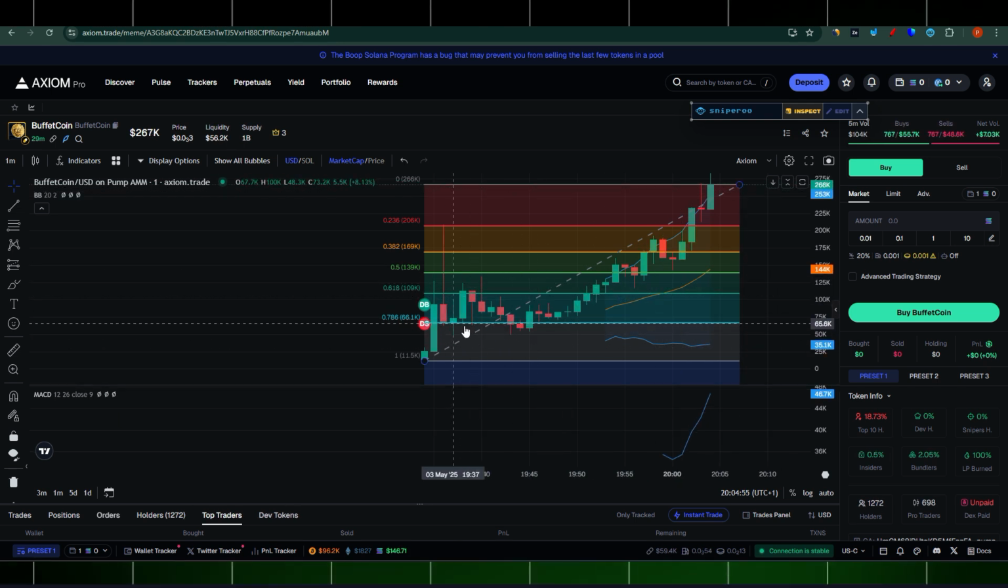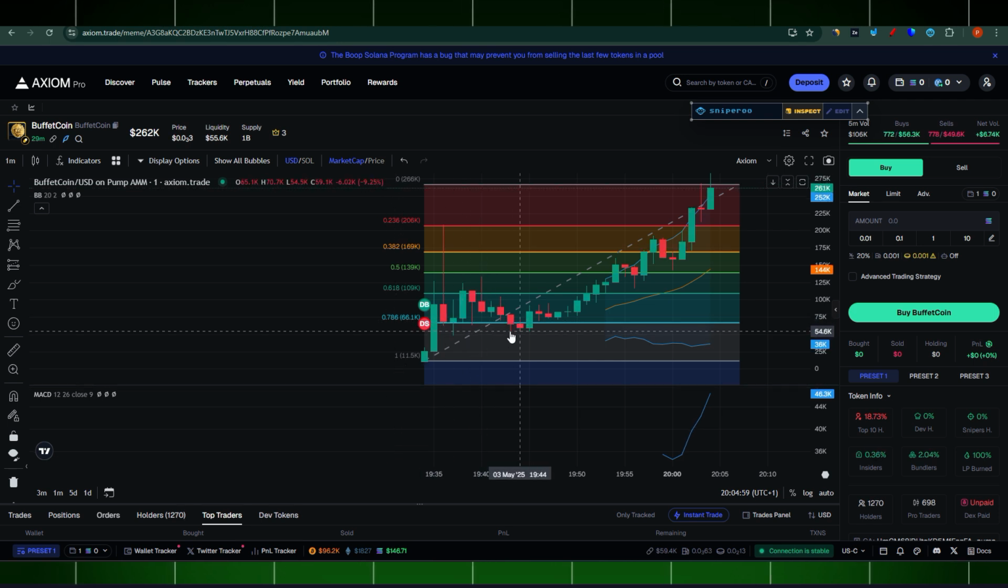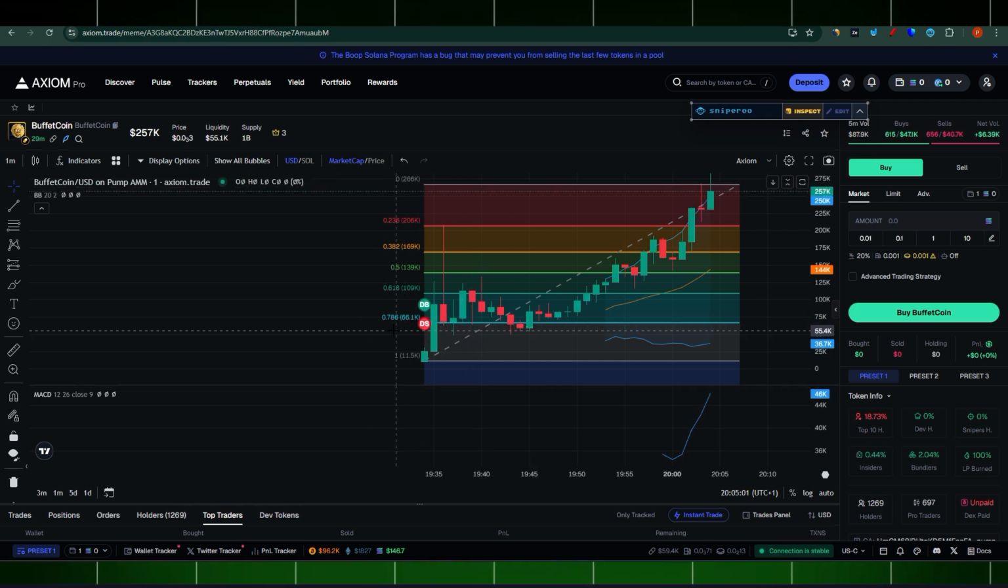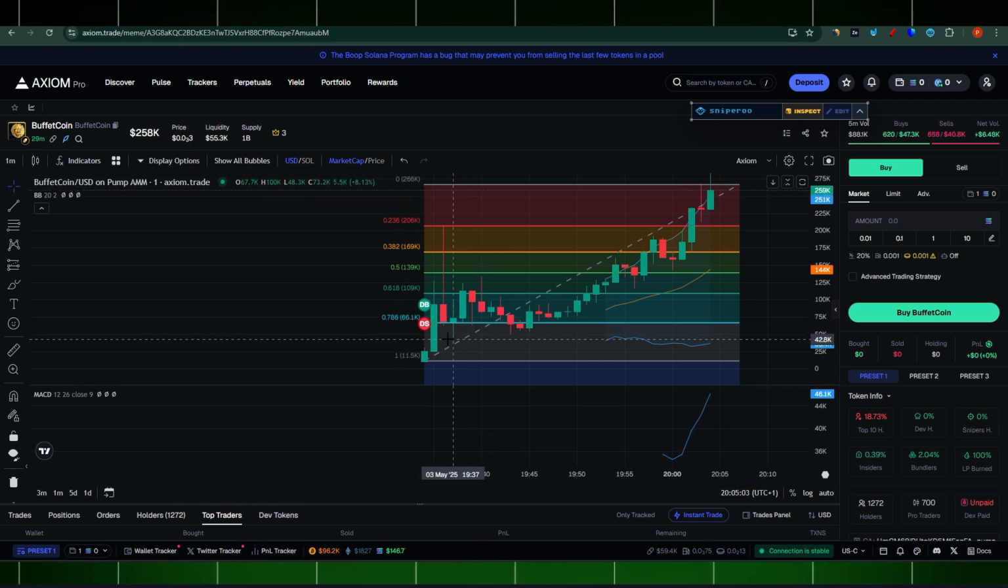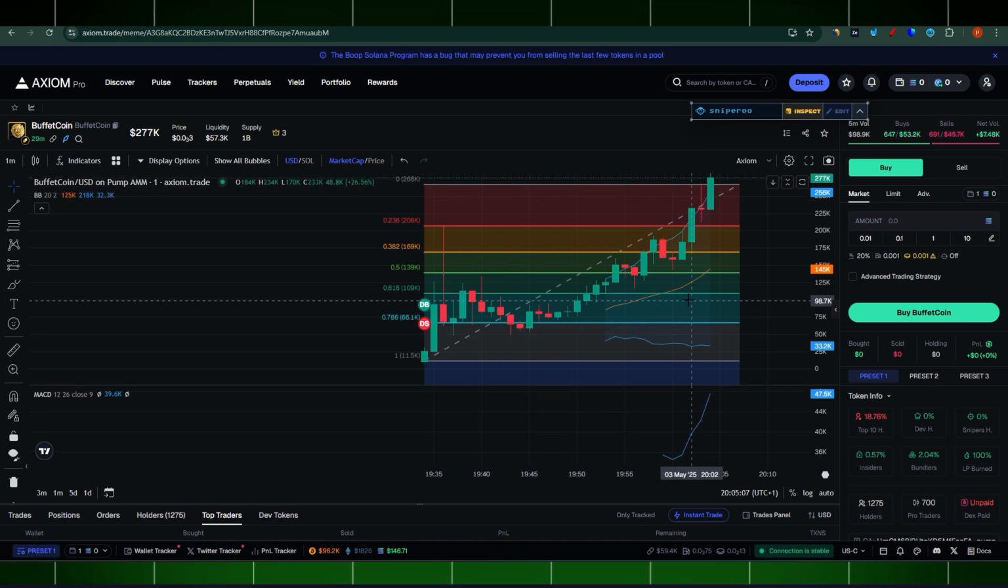If we were early enough, I'd definitely be looking to get in at the 0.86. It looks like it bounced back twice off this line, and it's a good line to actually go and enter.